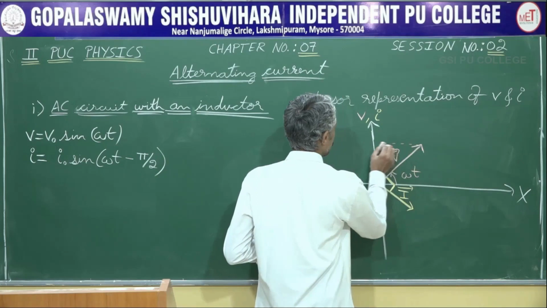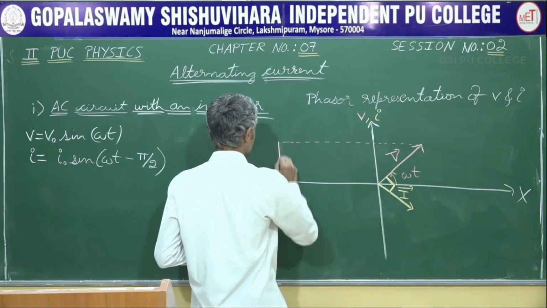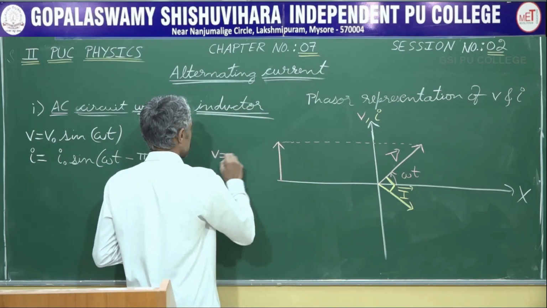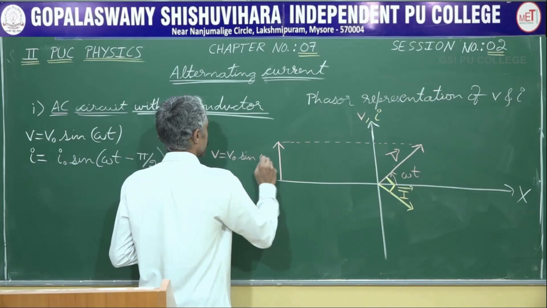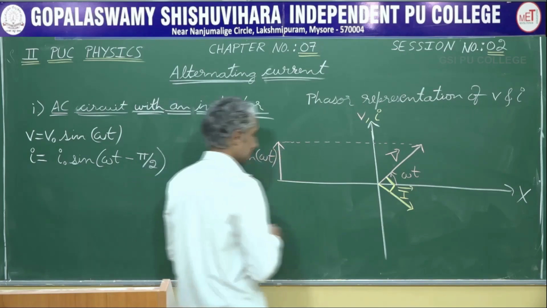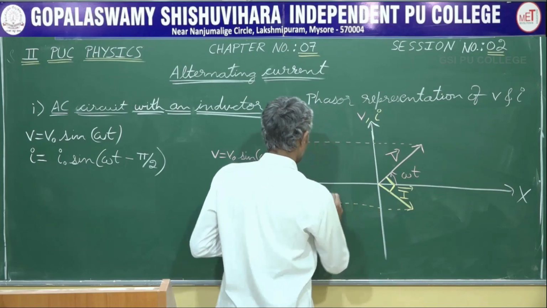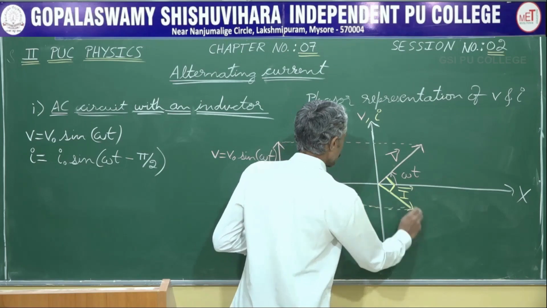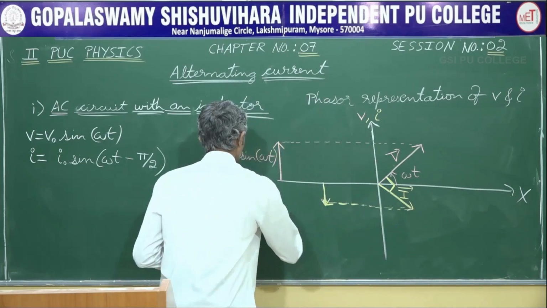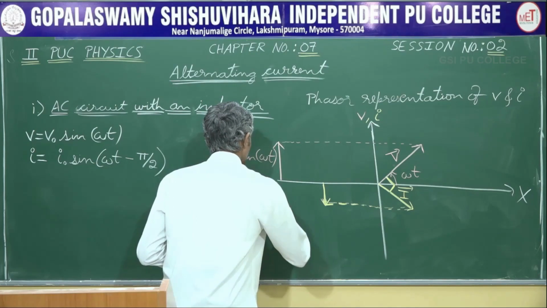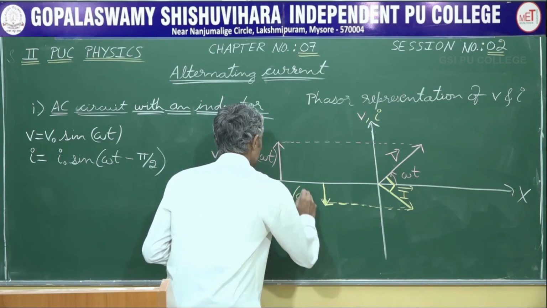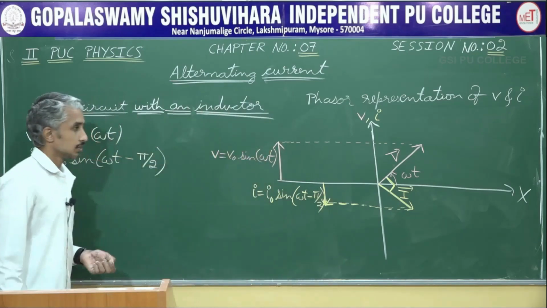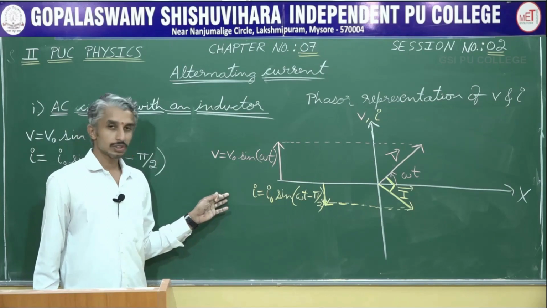Now, the projection on the y axis gives the instantaneous voltage, and similarly for the current also the projection on y axis gives the instantaneous current I naught into sin of omega t minus pi by 2. So, this is how you represent in phasors.